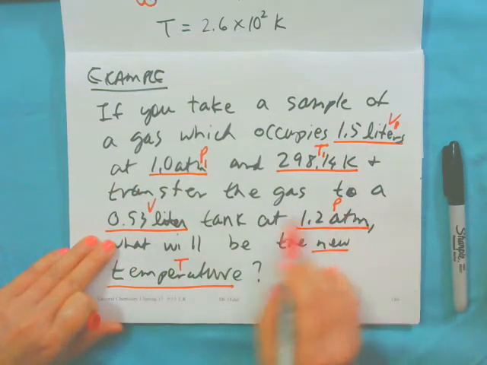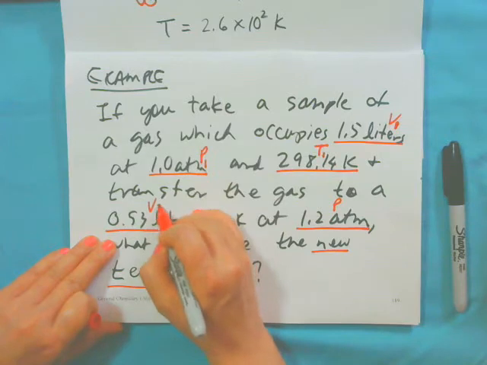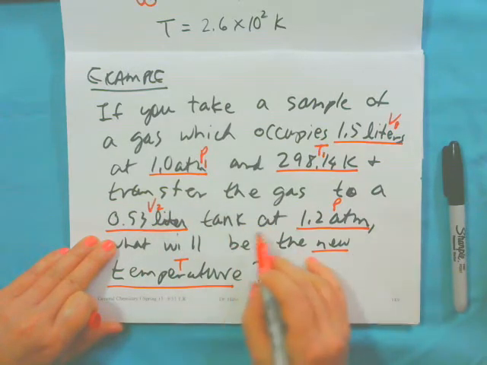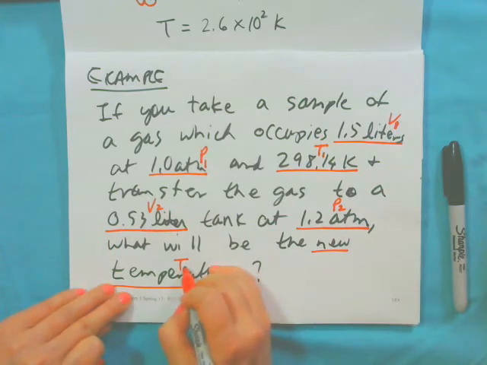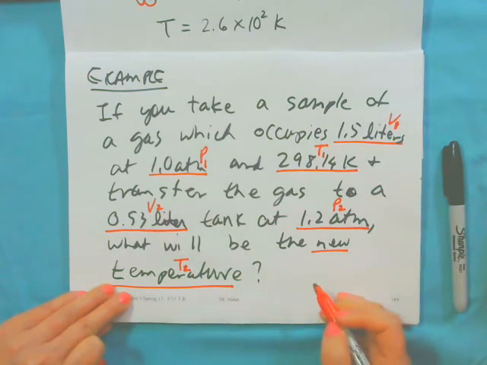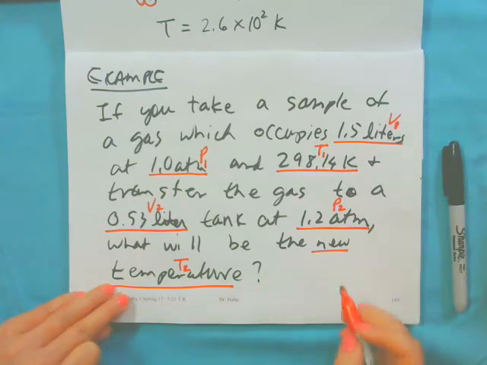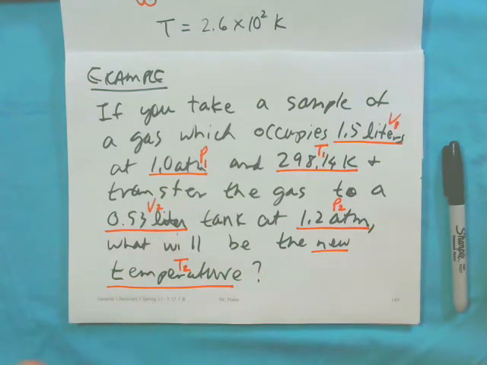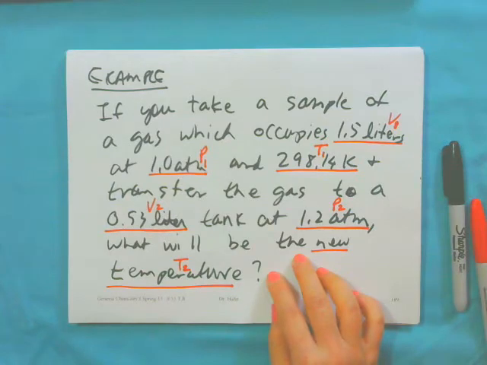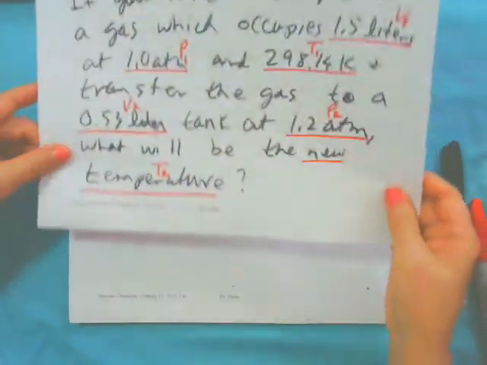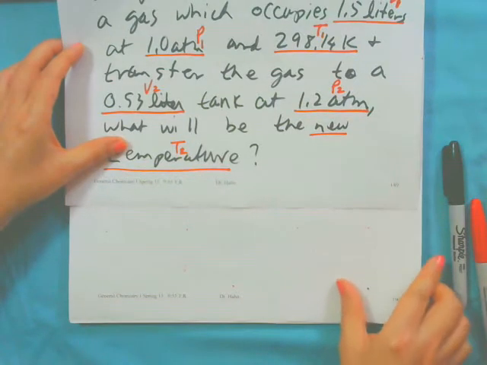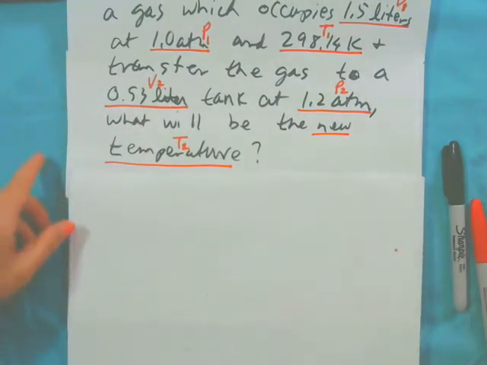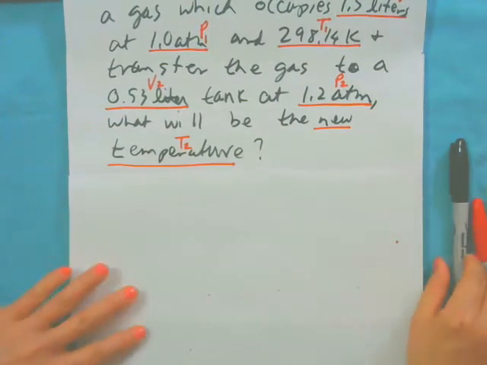And then you transfer the gas to a new volume. So this is going to be our volume 2. And volume 2 is at this pressure 2. And we're looking for the temperature in this new container. Okay, so we've got all of our things labeled. We're going to go ahead and write out our equation, and then we're going to put all the units with all the numbers that go with the appropriate symbol.